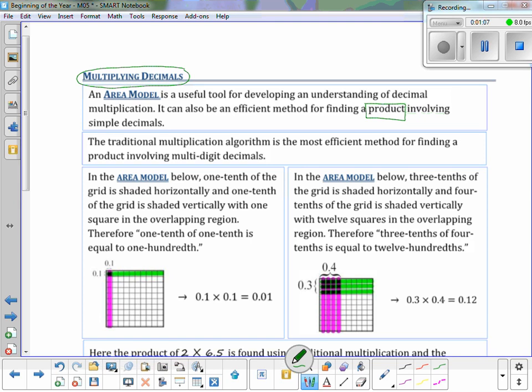Just like sum is the answer to an addition problem, I'm going to ask that you're on this page with me. We haven't moved ahead. Sum is the answer to an addition problem, and difference is the answer to a subtraction problem.